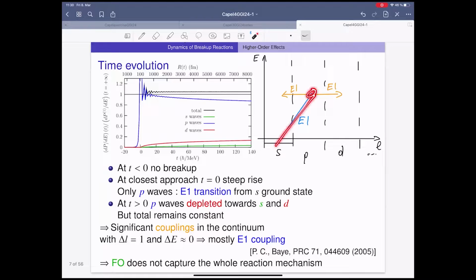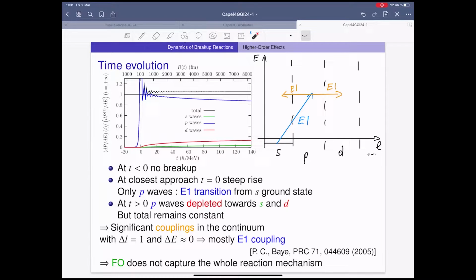And you first go to the P wave, and then the P wave is depleted towards the S and the D wave. And that's why the total breakup probability doesn't change, but you have an evolution. And that affects different breakup observables, as we've seen in the calculation of Henning. So taking the first order approximation gives you a rough idea of what's going on.